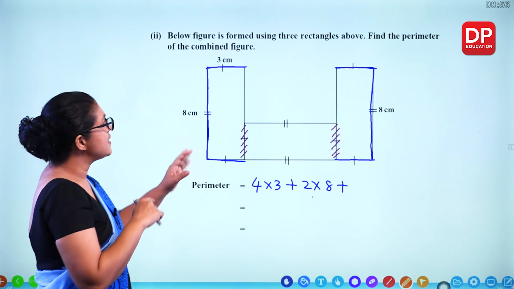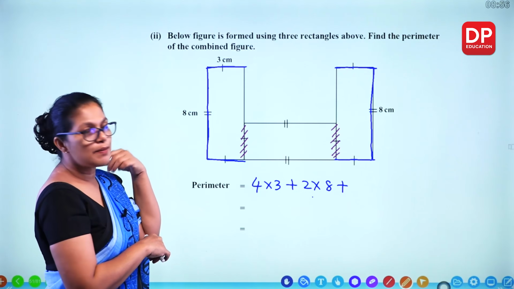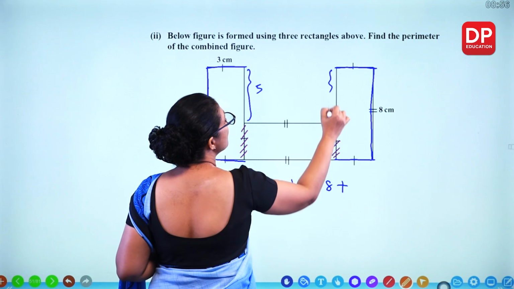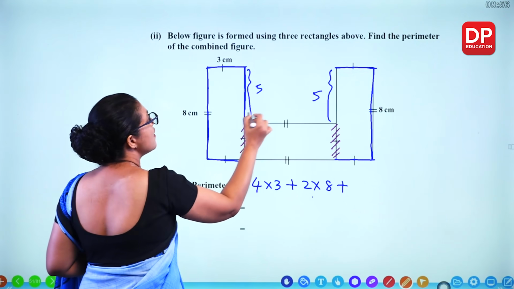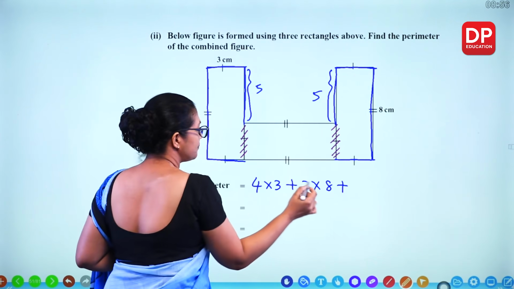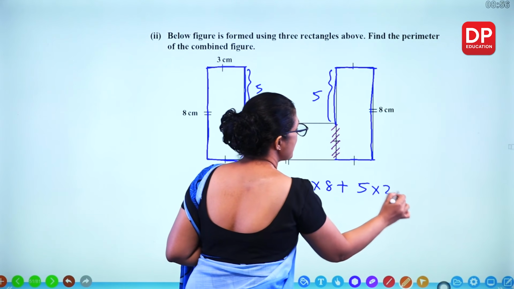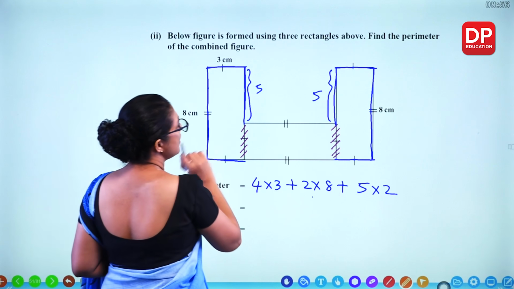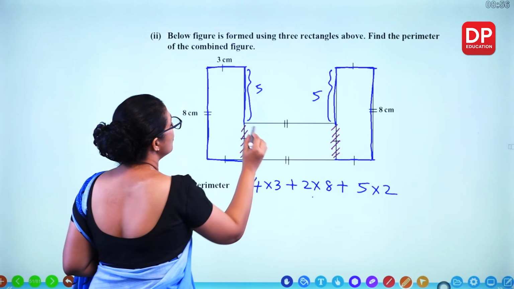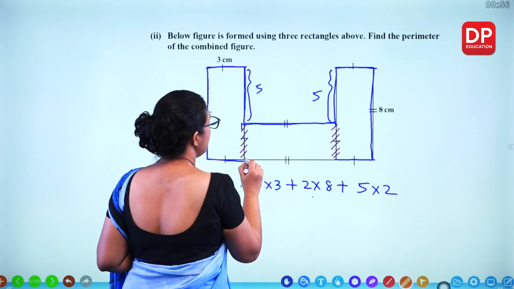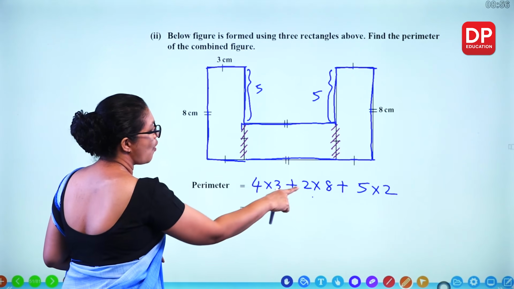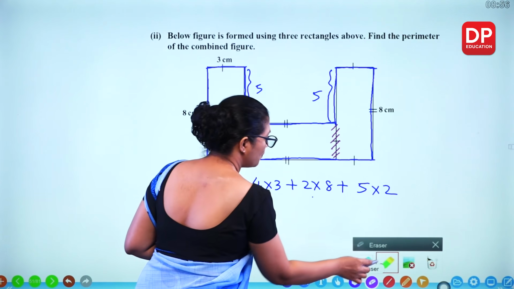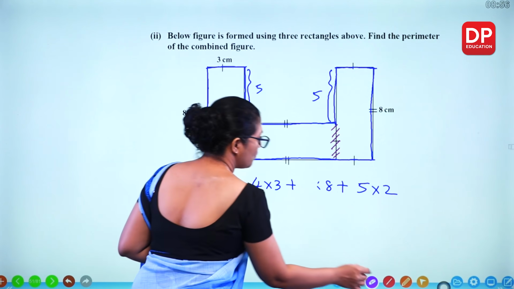Total length is 8 and this is 3. 8 minus 3, this is 5. And here also 5. So 5 and 5. That's twice. Then we missed one length. Here, these two, 1 and another 2 8s. So altogether 4. So I'll erase this one and write 4. This one should be 4.